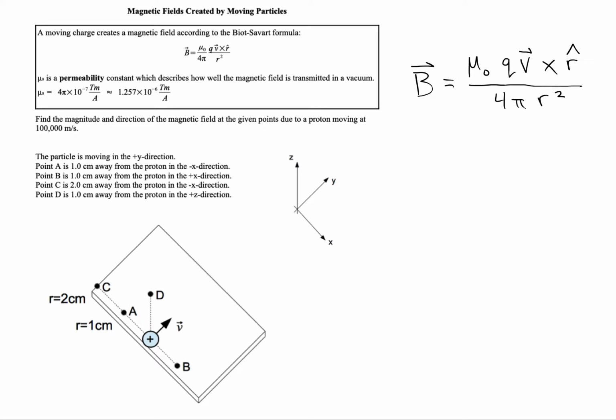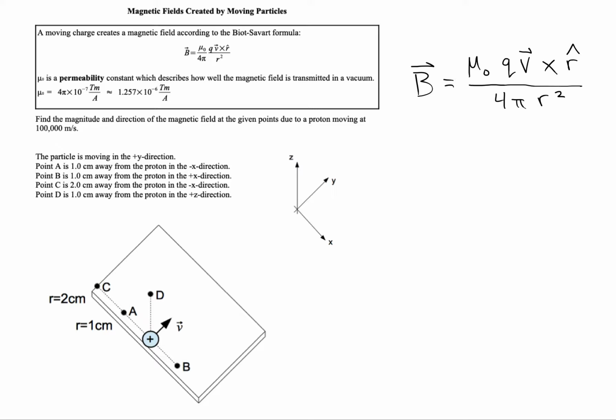Let's see if we can use this law to find the magnitude and direction of a magnetic field at the given points due to a moving proton. And it's moving with 100,000 meters per second, so a high speed. Point A is 1 centimeter away from the proton in the negative x direction. So let's start with point A. We want to find the magnetic field at that point.